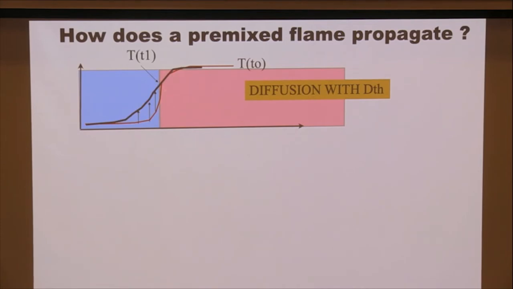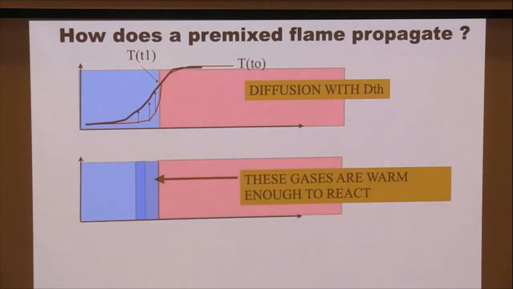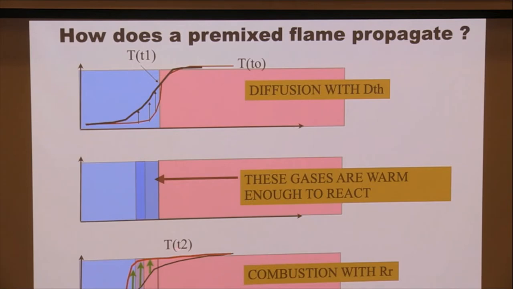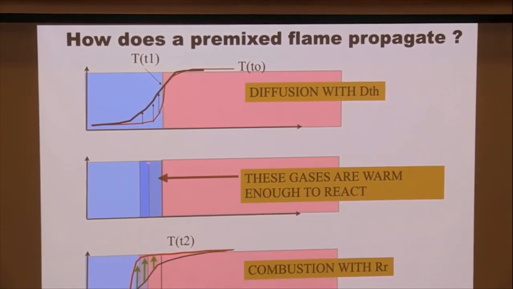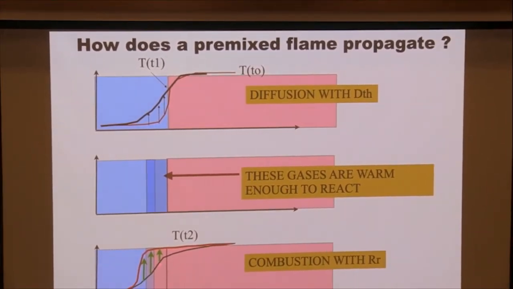Diffusion will heat up the gases in front of the flame, so that now there is a zone here of gases which are hot enough to burn. So if they burn, they will increase even more the temperature. So that now the profile which was there will have moved to here. And you see the role of diffusion and chemical reactions. You can imagine, if you want, that the first thing you need to do is to heat up those gases, and that's due to diffusivity, and the second thing is to burn.